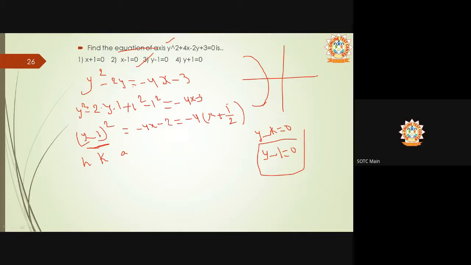You don't need to find the h value or the a value. So just you require k value. If you know on which axis it is lying, whether x axis positive side or x axis negative side or y axis positive side or y axis negative side, that is where the parabola is lying, it will be easy. So y minus 1 is equal to 0, the third option, is correct. Clear? Yes, sir.